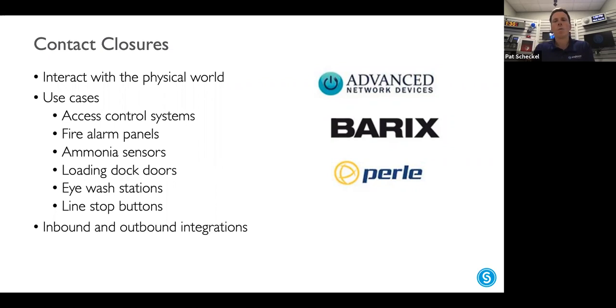And what those manufacturers at the right make are gateways. And these gateways are devices that have Ethernet on the one side, and then they have contact closure relays out the other side. So those relays are just wire terminals that you connect a pair of wires to. And on the other end, you connect the thing that you want to talk to, like your access control system, your fire alarm panel, any of these other things. And so that gives us the ability to talk to the outside, to the physical world.